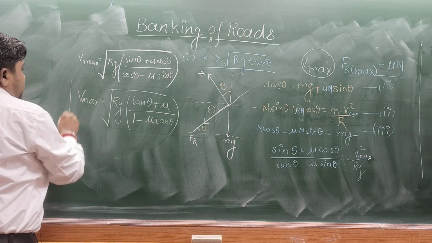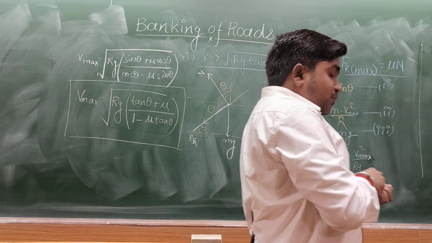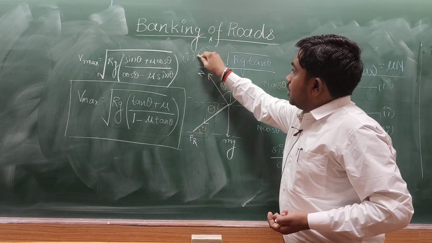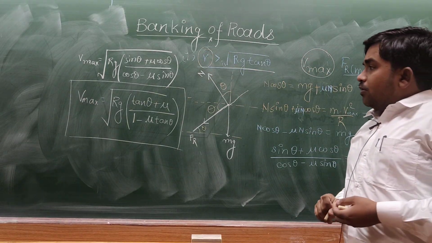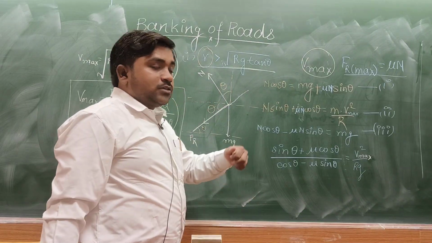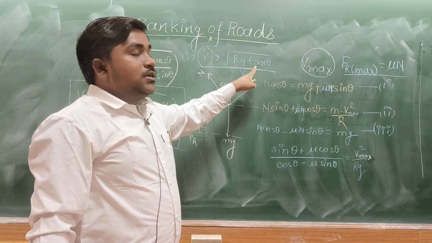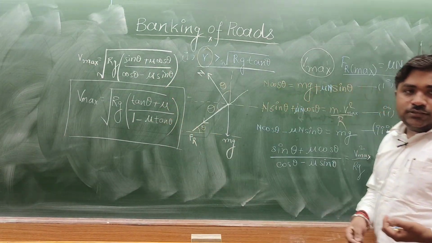So basically this is the maximum velocity which we can attain while we drive our car on the banked road at a speed greater than root of rg tan theta. Now in the next case we will be discussing the minimum velocity, when the velocity of the car is less than this. So note down this one, then we will discuss the minimum velocity case.